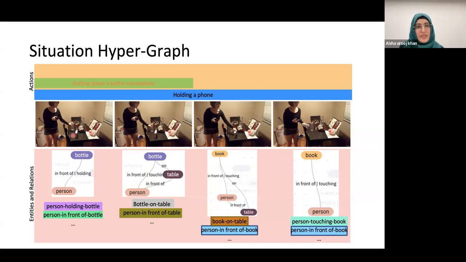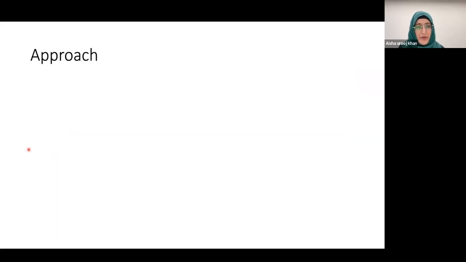So this is what a situation hypergraph looks like. The objective of our work here is that we want to learn the situation hypergraph to solve this video question answering task. So how do we do that?